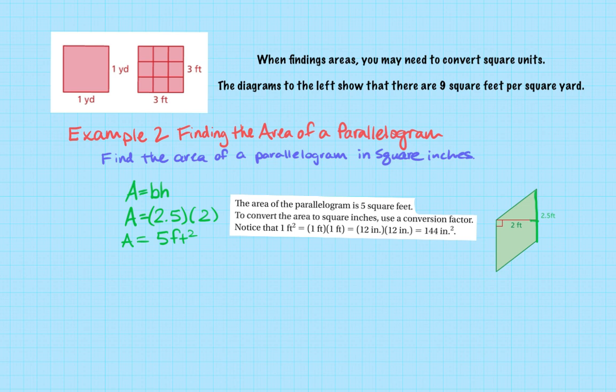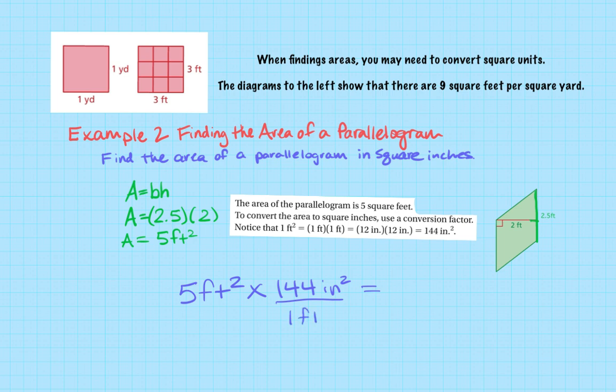So now if I have 144 inches squared and I have 5 feet squared, and I multiply that by 144 inches squared, I should come up with my answer. Now, this is an easy way to look at it, but I do want you to understand, in order for us to get from feet to inches, we do need to look at it like this.